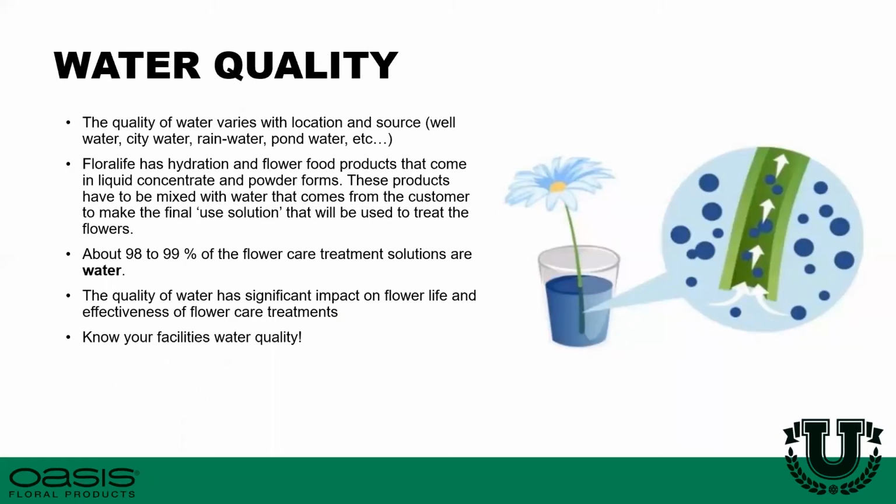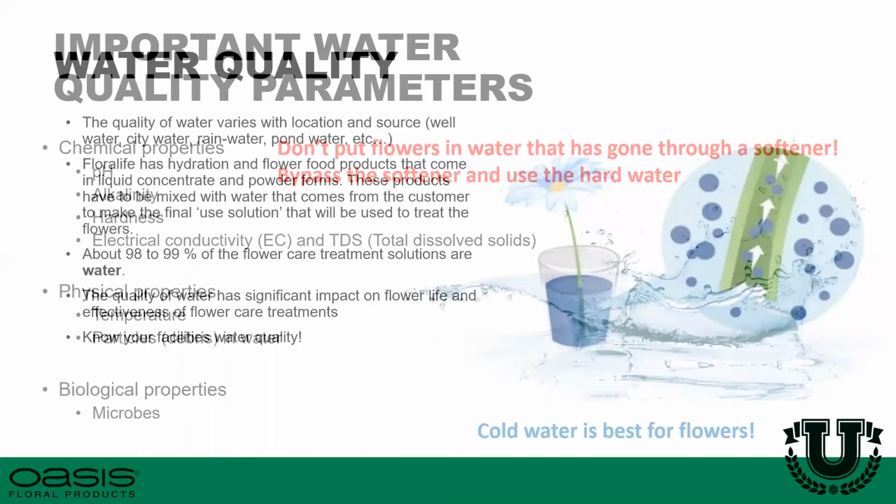So flower foods come in concentrated liquids and powders, and they're ultimately mixed with water. And once they are, 98 to 99% of that is water. And the quality of the water can have a great impact on the effectiveness of the flower food. So it's important to have your water tested. And in the next slide, we're going to go over the different parameters that you want to look at.